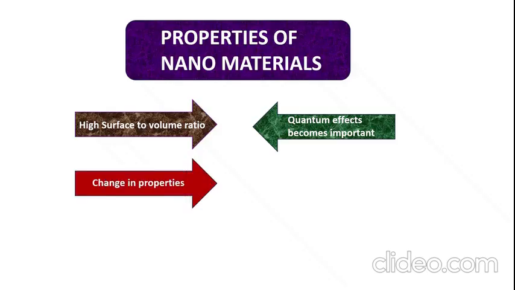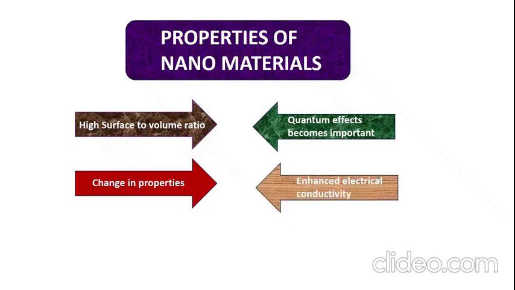And the next one is changes in its properties. As we have already discussed, the properties of a nanomaterial formed from a bulk material will be different from those of the bulk material. For example, its shape and size will not be exactly the same or similar to those of the bulk material from which it is formed.